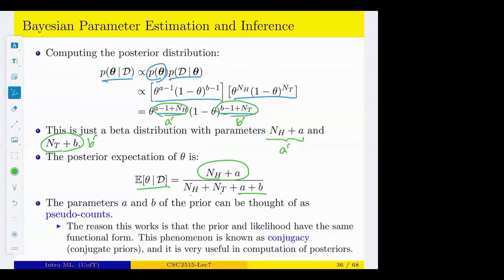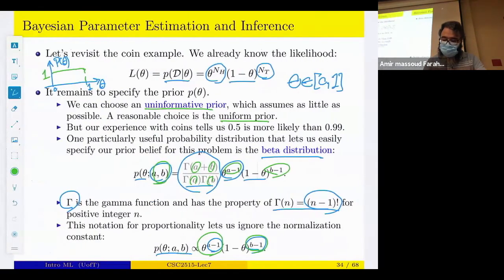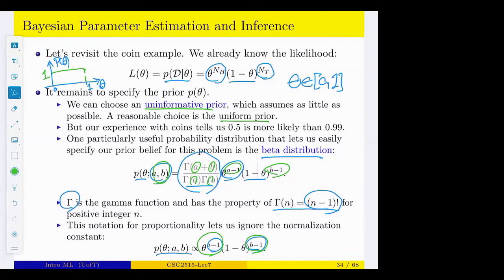Would it be legitimate? Would it be a good distribution if we put A equals B equals 0? Would the beta distribution still be meaningful? What would it correspond to? I'm not sure it makes sense in that case. I'm not sure. Okay, thanks.